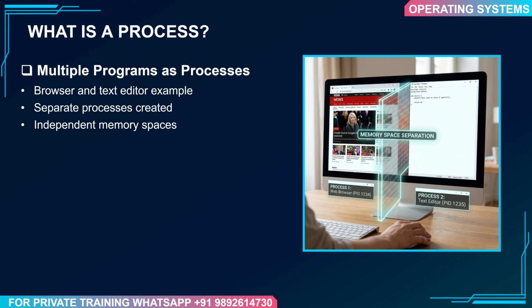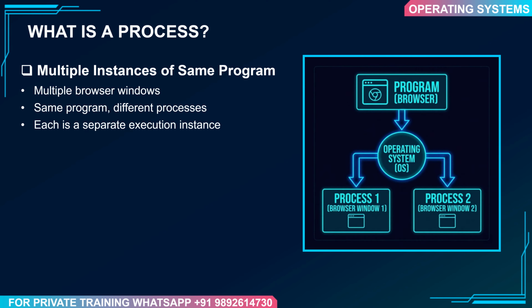Let us take a simple example. Suppose you open web browser and then open a text editor. These are two different programs. When you open them, the operating system creates two separate processes. Each process has its own memory space. This means the browser cannot accidentally override the memory used by the text editor. This separation is very important for system stability and security. Now imagine opening two browser windows. Even though it is the same program, the operating system can create multiple processes for it. Each browser window may run as a separate process. This shows that a process is not just about the program name. It is about an instance of a program in execution.